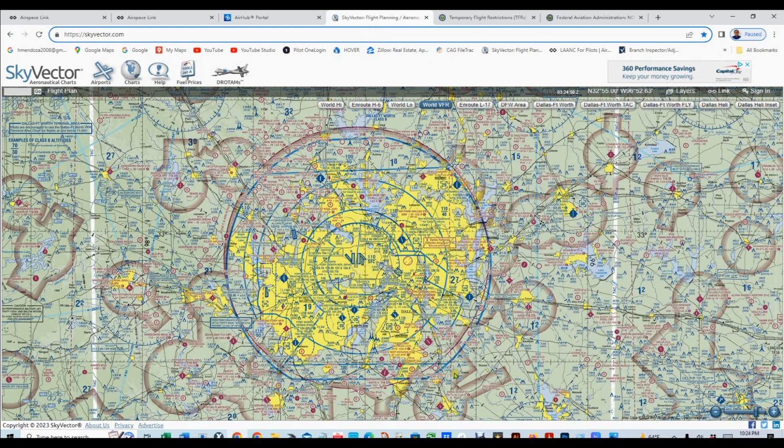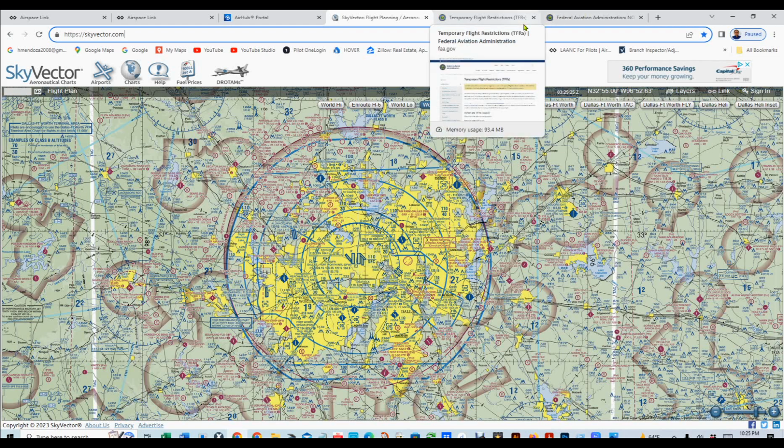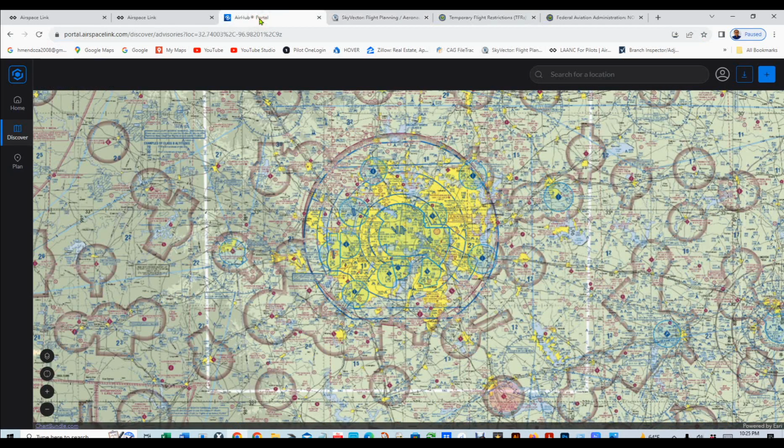All of this is Class B airspace. Now, does that affect us as a pilot? Not that much. What's going to affect us is this area right here. If you go into SkyVector, all you're using SkyVector for is to see if there are any temporary restrictions. You want to see your map, because the way you're going to get your permission is you're going to go to AirHub.